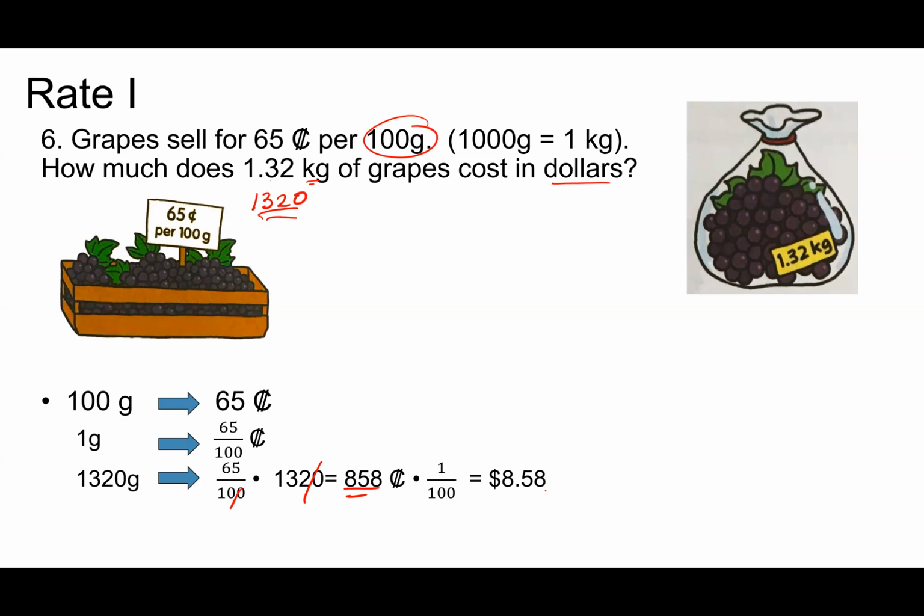Okay, why don't you guys go ahead and try the next one because it's almost exactly the same. You've got grapes selling for 65 cents per 100 gram, and you want to know how much 650 grams of grapes costs in dollars. Okay. So you should end up with an answer that's under $10 if you estimate. So check your answer once you're all the way done. You may get to the end and decide that you need to do another conversion.